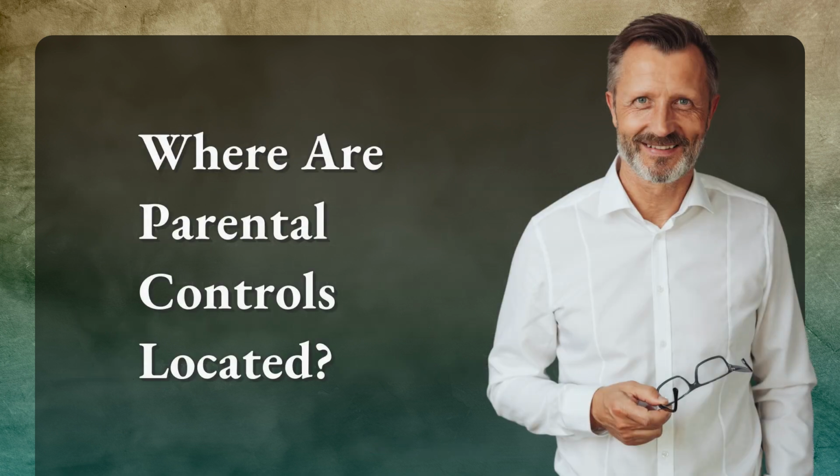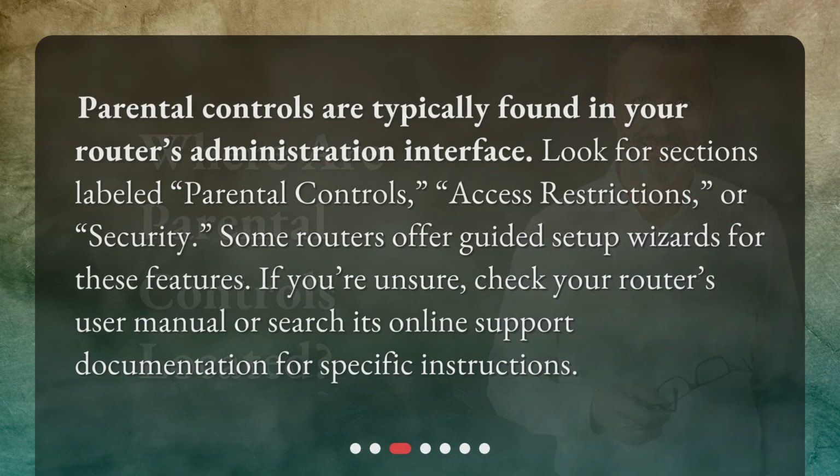Where are parental controls located? Parental controls are typically found in your router's administration interface. Look for sections labeled Parental Controls, Access Restrictions, or Security. Some routers offer guided setup wizards for these features. If you're unsure, check your router's user manual or search its online support documentation for specific instructions.